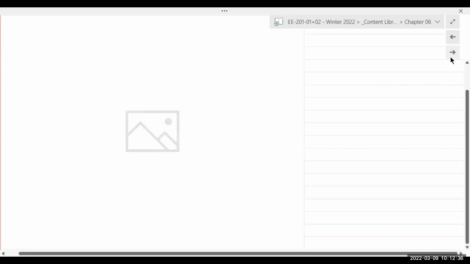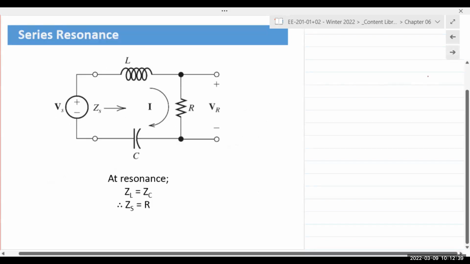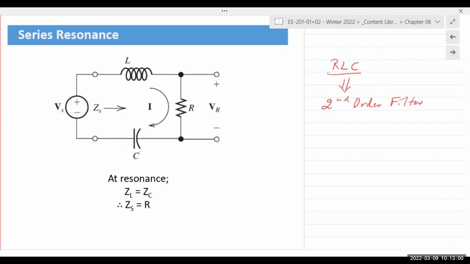If we combine both of them together in one circuit, we get an RLC circuit or an RLC filter. RLC is a second order circuit because of 2 energy storage elements, and so it is a second order filter. It requires solving a second order differential equation, but we are not going to look at that. What we are interested in is the phenomenon of resonance. So we have R, L, and C.